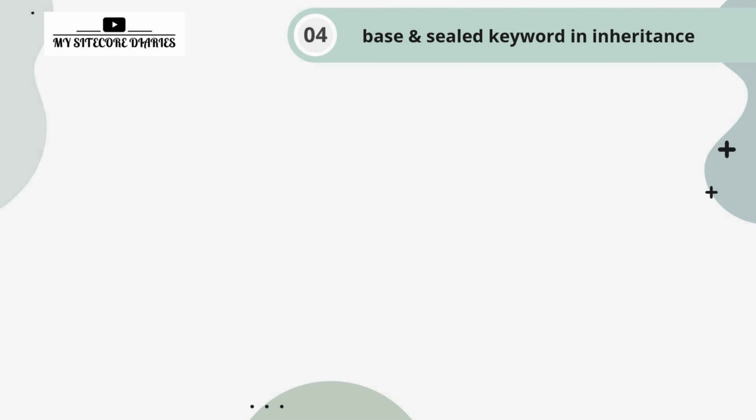Now there are another two keywords which are used in inheritance. One is the base keyword, and the other one is the sealed keyword. Okay, let's see what those are. First of all, let's see what the base keyword is.